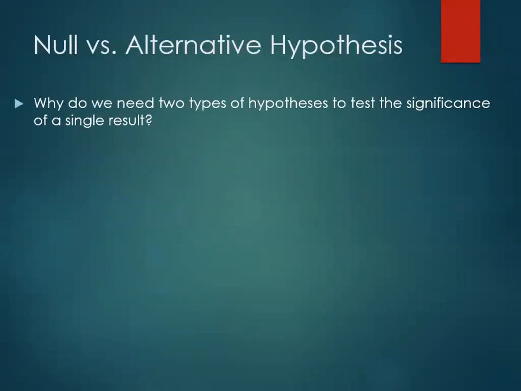All right, so the classic question, the one that's hard to wrap your head around, the one that makes statistics seem confusing and we have no idea why we have to do all of this. Why do we need two types of hypotheses to test the significance of a single result? If I find in my data set that the women have a mean purchase intention of 6.2 and the men have a mean purchase intention of 7, I have this one question. Do men have higher purchase intentions than women? Why do I need two hypotheses to test that single question?